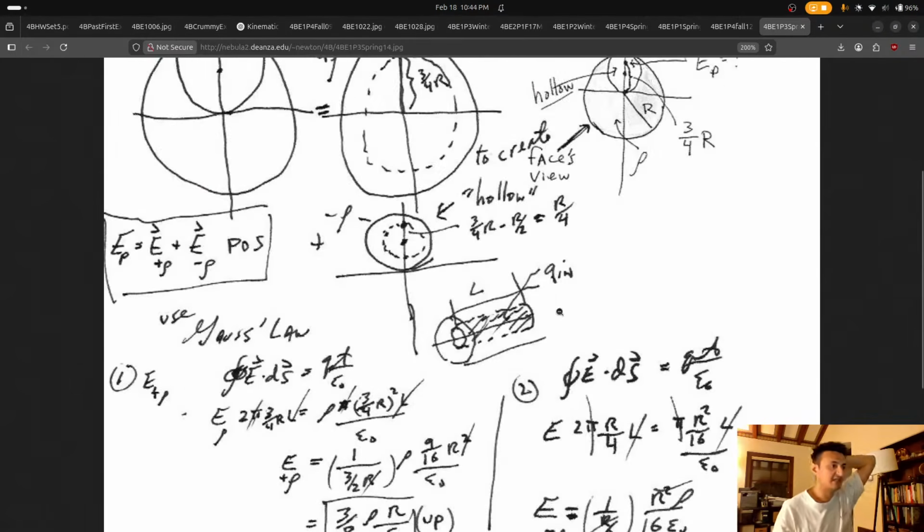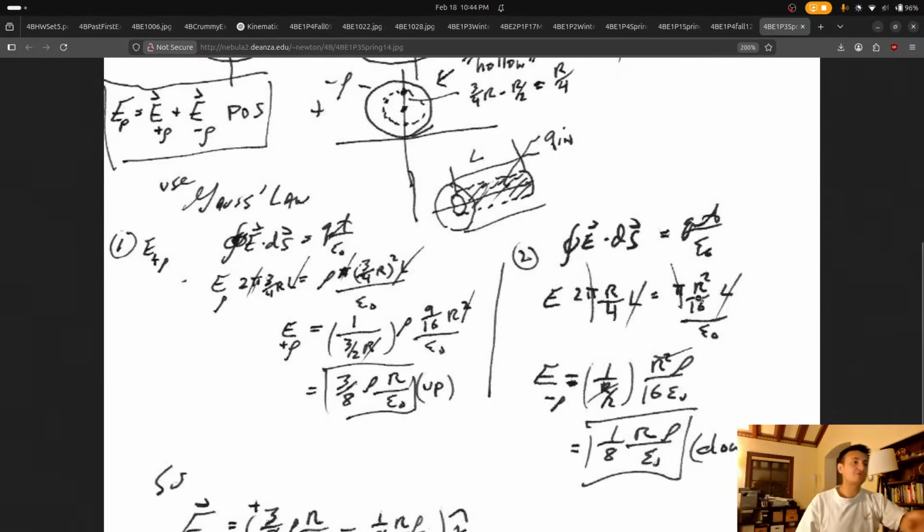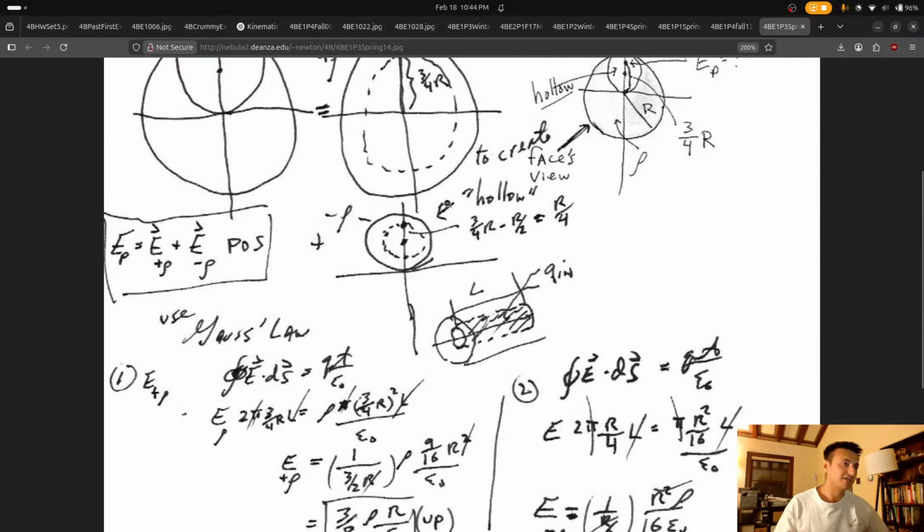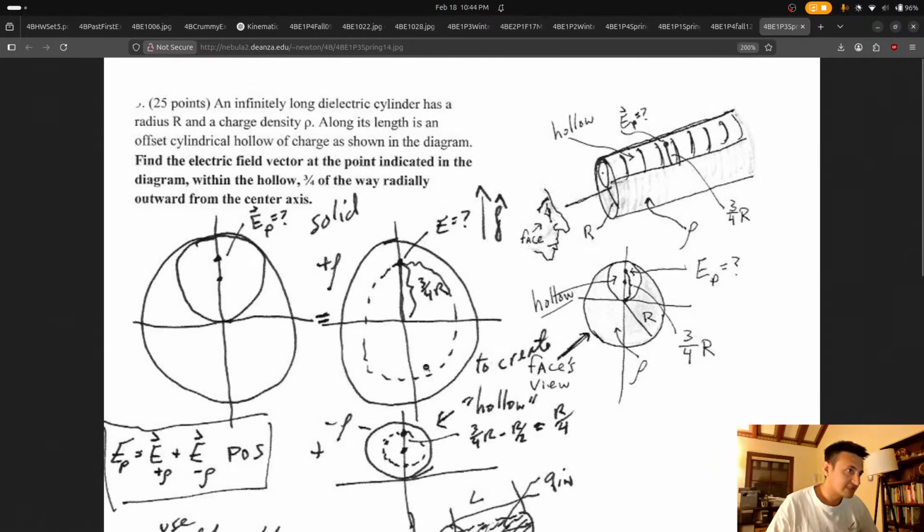Boom. All right. The hack with this one is don't go through all this crazy fraction stuff. Do one Gauss's law. You find what the E field is for a uniformly distributed dielectric solid cylinder. Then you just plug in the numbers. You just plug in the radius. You plug in this radius. Then for the small one, you plug in the other radius.